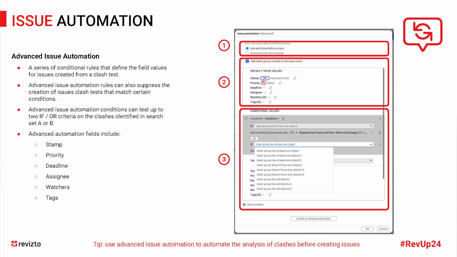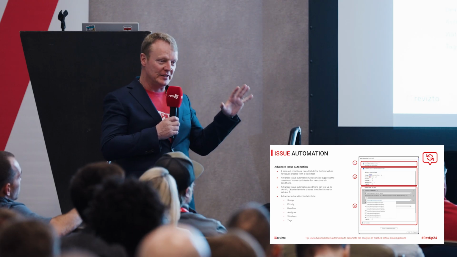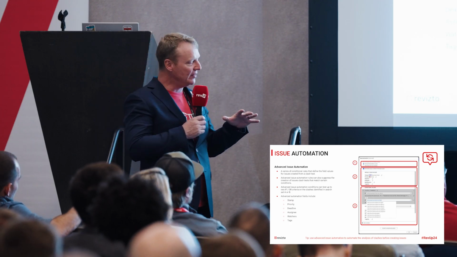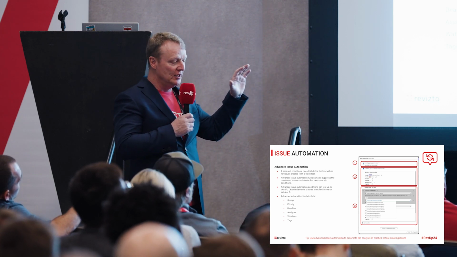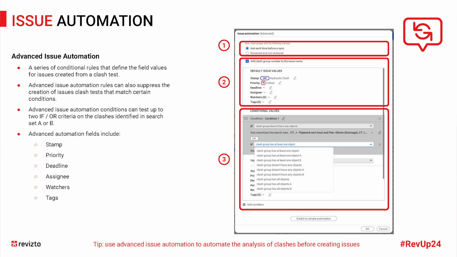When you build up your search sets, you spend some time building those frameworks and those methodologies. You then get to leverage it in the issue automation. Matt's been talking about doing a lot of clash reviews inside the clash automation. The clash automation window and pane inside Revizto is incredibly powerful.